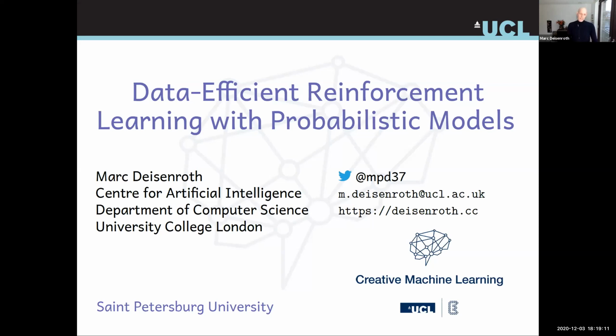I would like to give a talk about some ideas about data efficient reinforcement learning for autonomous robots, but using probabilistic models. I want to make a point that probabilistic modeling is an important ingredient when we talk about autonomous robots.